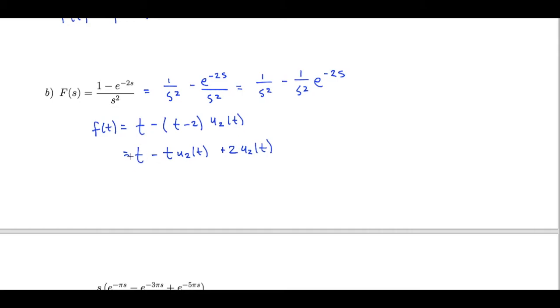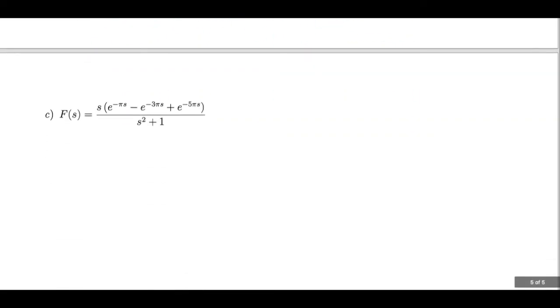At t equals 0, I have t, so my function will be increasing linearly, and then at 2 seconds, I turn that off. And at 2 seconds, I simultaneously output a value of 2. So here's a quick sketch of what that function looks like. I have linear growth from t equals 0 to t equals 2. At 2 seconds, I turn off that linear component, and then the function remains at a value of 2 as t values increase. Let's take a look at part C.